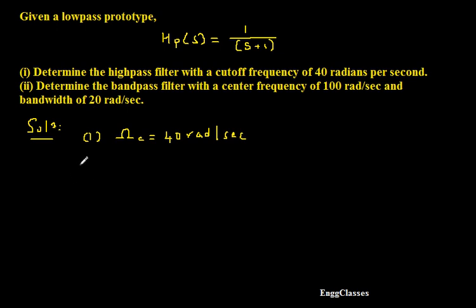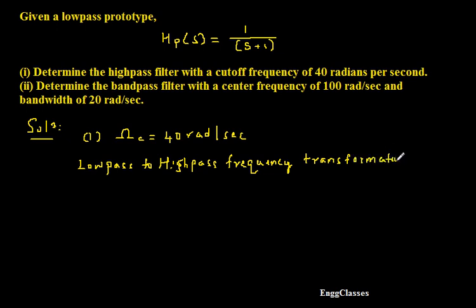For this we need to use low pass to high pass frequency transformation. So let me write the same thing, low pass to high pass frequency transformation, which says that every S need to be replaced with omega divided by S. Is that okay? So in the expression, every S need to be replaced with omega divided by S. So omega, we know it has been given as 40 divided by S.